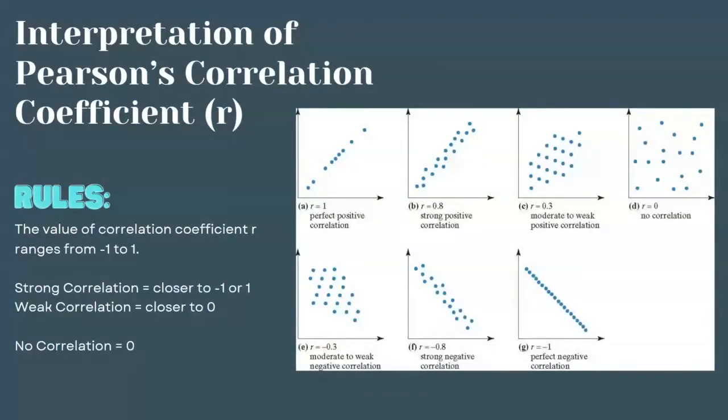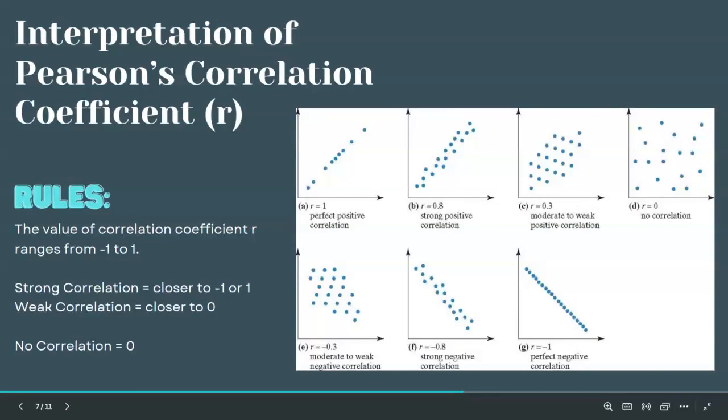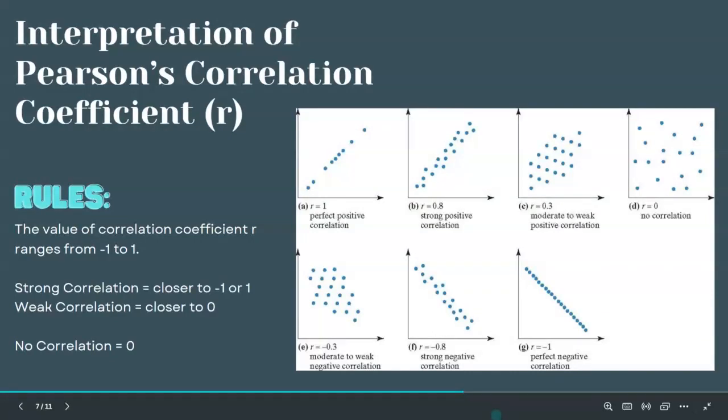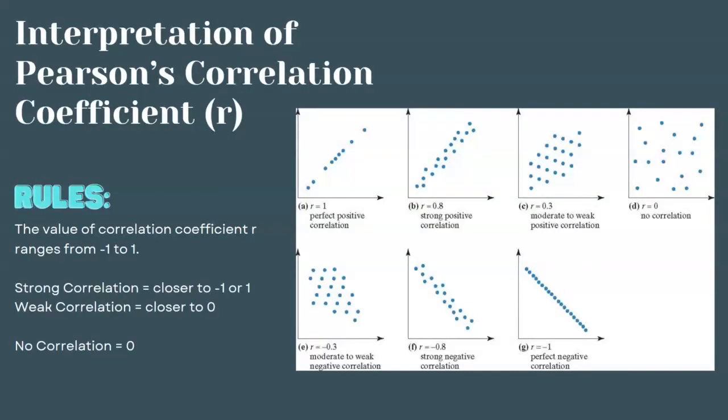So 0.3 is on the lower end, right? It's quite close to 0, as opposed to something like 0.8, which is much higher, closer to 1. Because there is an answer and it's not 0, there is a correlation, but it is a weak correlation because it's a low number, and it's a positive correlation because it's a positive number. So that's a little cheat for you. If your answer is a positive number, it's a positive correlation. If your answer is a negative number, it is a negative correlation.